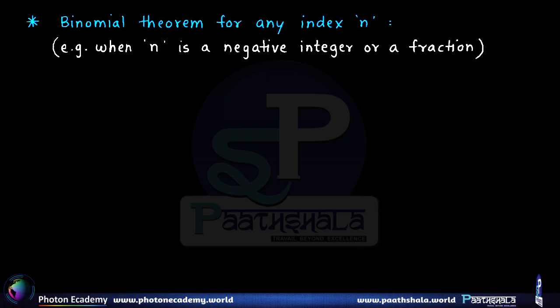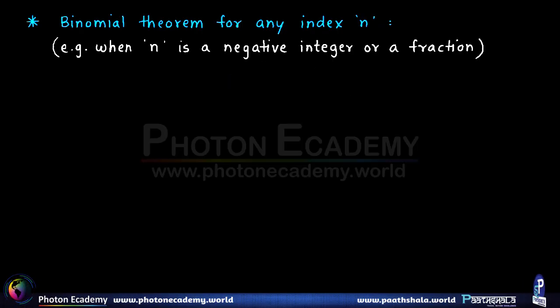Now here we see how we can use the binomial theorem for any general index n, that is when n is, say, a negative integer or maybe a fraction. Now let's see how it is different from the case when n is a natural number.